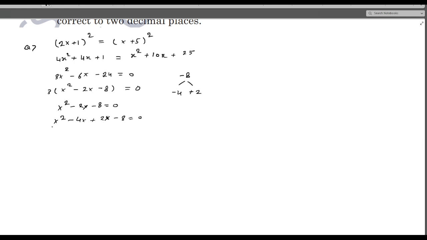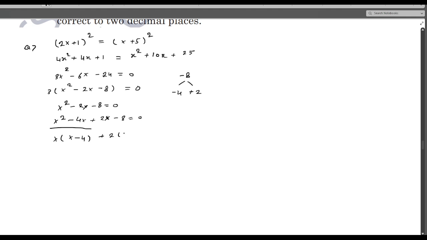Okay, now x square minus 4x, let us take x common. So it is x minus 4 here. Let us take 2 common here. Again, it is x minus 4 here. Okay, now this time x minus 4 we will take common. So x minus 4 we take common, so it is x plus 2 and the product is 0. So that gives you either x minus 4 is 0 or x plus 2 is 0. So that gives you x is equal to 4 or x is equal to minus 2. So x is equal to 4 or x is equal to minus 2.